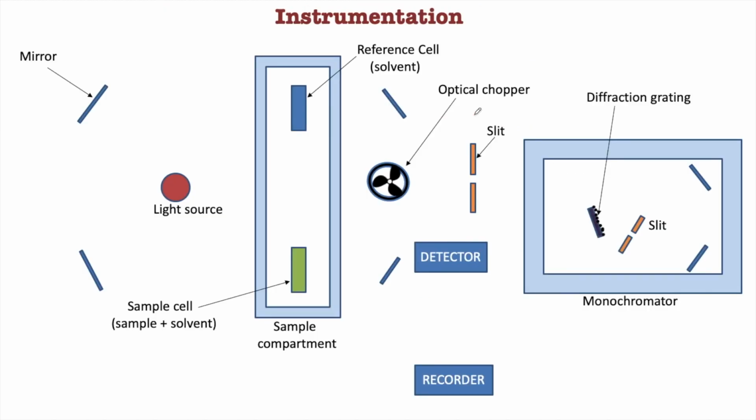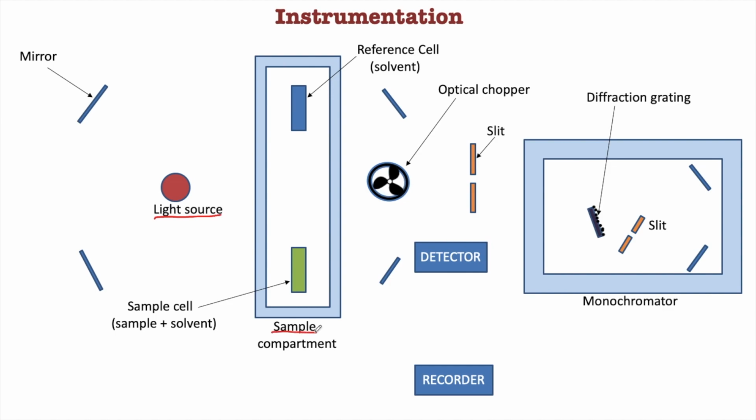Instrumentation. Here I am going to explain the instrumentation of the dual beam IR spectrometer. Before I start that, I will tell you how the components are arranged within the spectrometer. First we have the light source. The light source is going to emit the infrared radiations. Like I said, I am going to explain the dual beam IR spectrometer. It means our light source is going to emit two beams of infrared radiations.